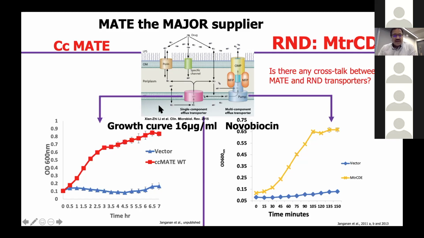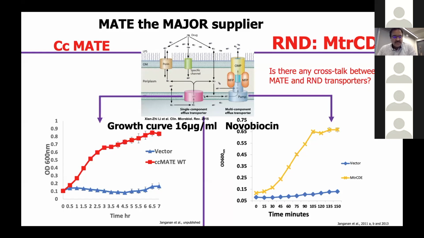So we did the same experiment with E. coli MAT, and we found it is equally efficient in transporting the drug molecules. So in that case, MAT is the major supplier of drug to the RND transporter. They simply take the drug from the cytoplasm into the periplasm, which will later be captured by the RND transporter. So what I'm trying to say here is MAT transporters are equally important.